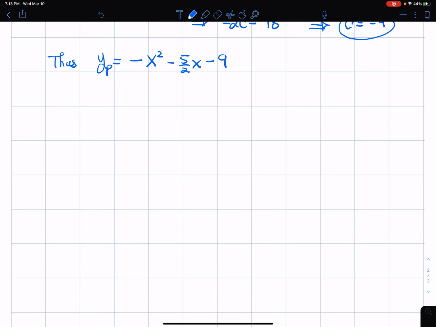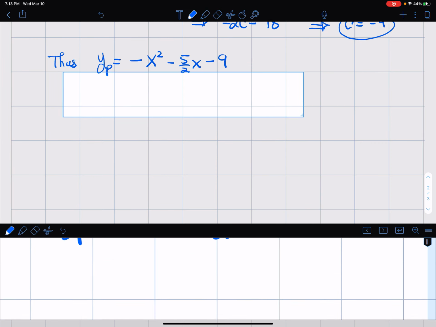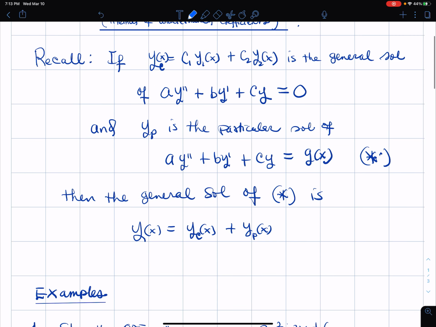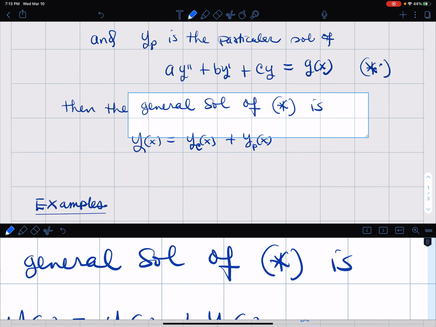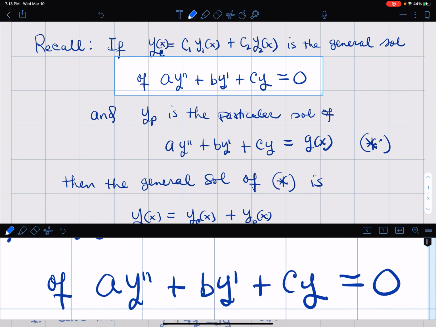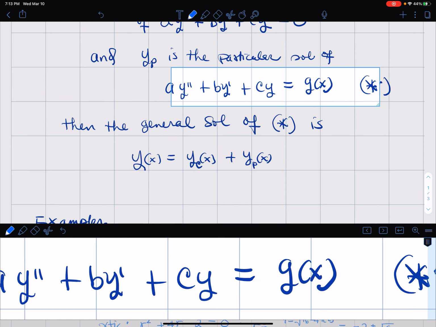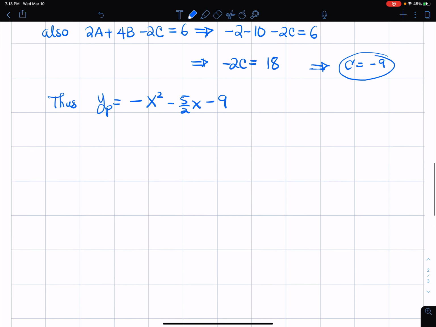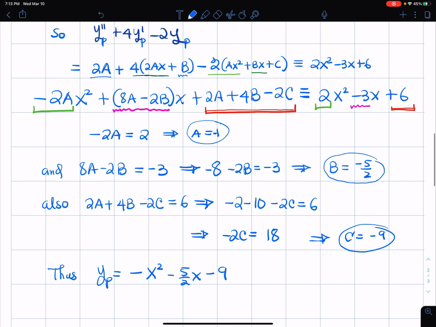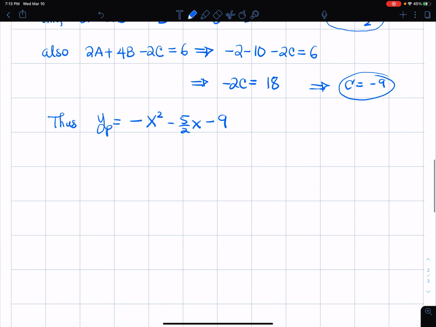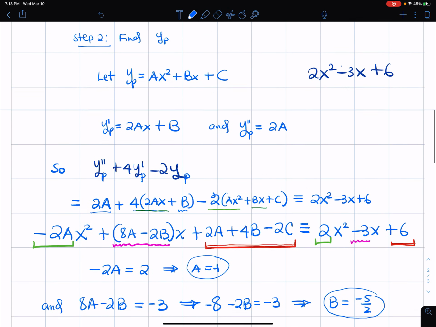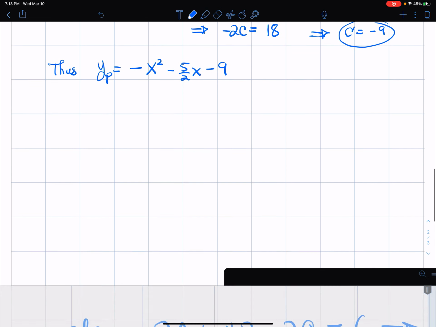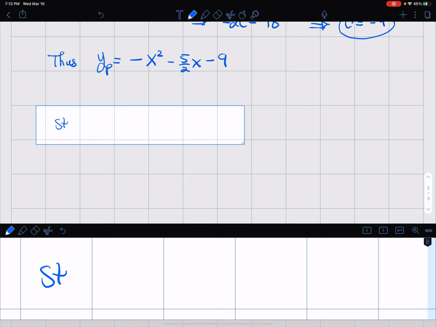What have we found? We found that we have a yp, but now let's go back to what we started with. We have a general solution for the homogeneous version. We have a yp for the non-homogeneous. So our general solution for the non-homogeneous now, let's call it step 3. Step 3 is very, very short. So step 2, find yp. We found yp. Step 3, just combine them.